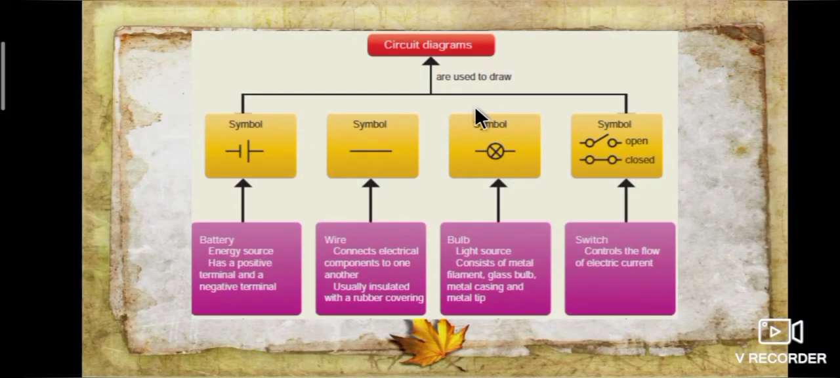Students, I hope you have studied about electrical symbols in the last year. This symbol denotes battery. Here small vertical line denotes positive terminal. Long vertical line denotes negative terminal. That is, battery is the energy source, has a positive terminal and a negative terminal. This symbol denotes wire. Wire connects electrical components to one another, usually insulated with a rubber covering. Next, this symbol denotes bulb. Bulb is a light source, consists of metal filament, glass bulb, metal casing and metal tip.